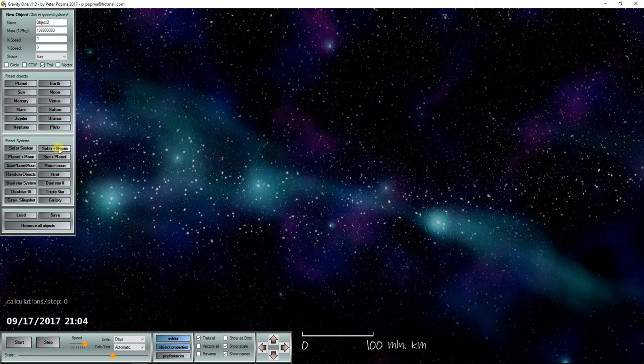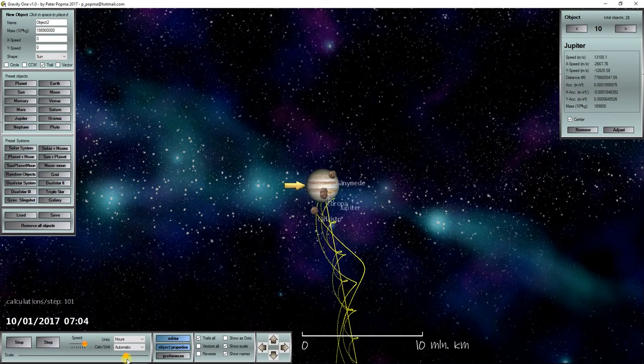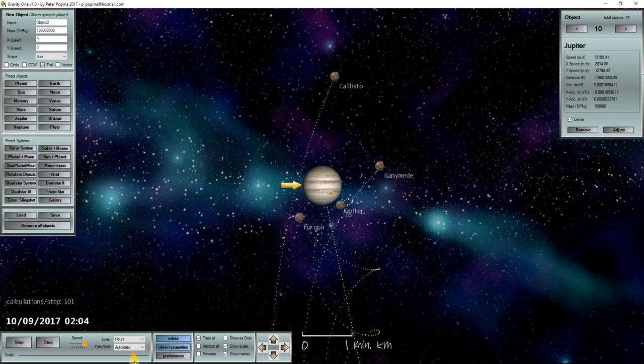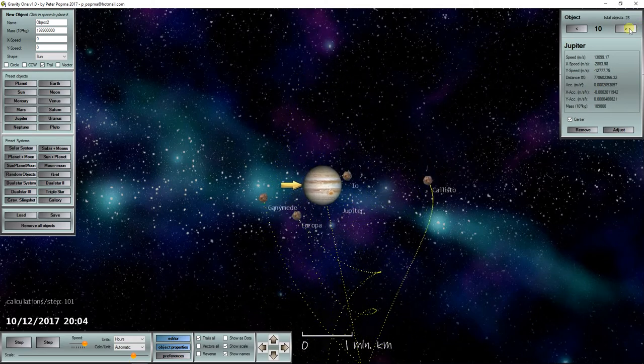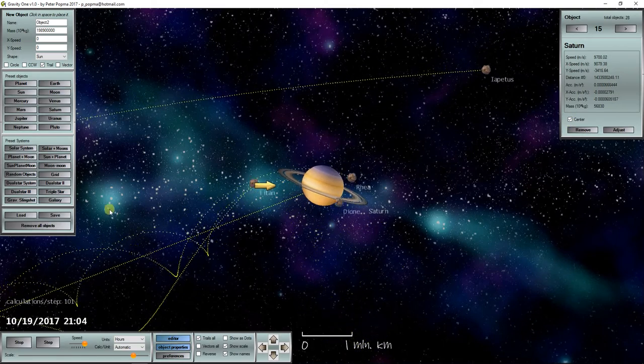We can also create complete systems with a single click. This is our solar system with all of its major moons. Let's take a look at Jupiter, for example, and observe how its four major moons are actually moving through space. We can do the same for Saturn, for example.